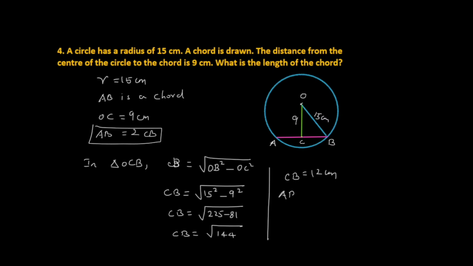AB is twice CB. So AB is equal to 2 times 12 centimeters. AB is equal to 24 centimeters. The length of the chord is 24 centimeters here.